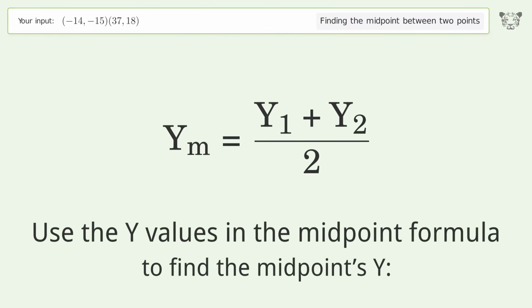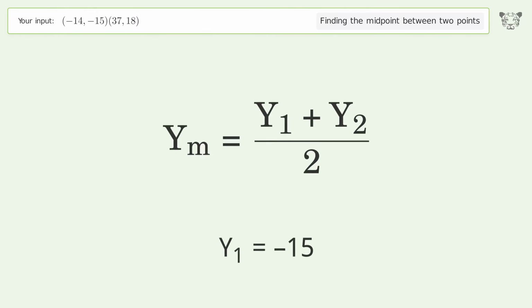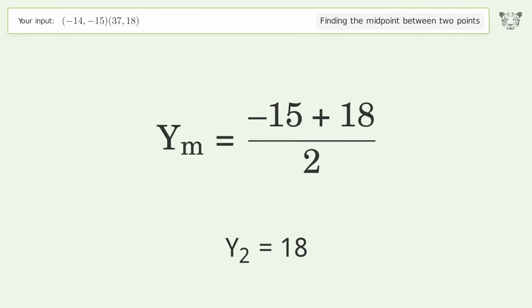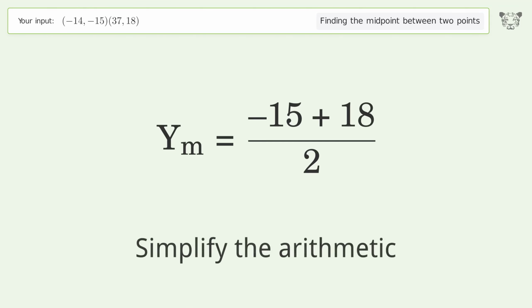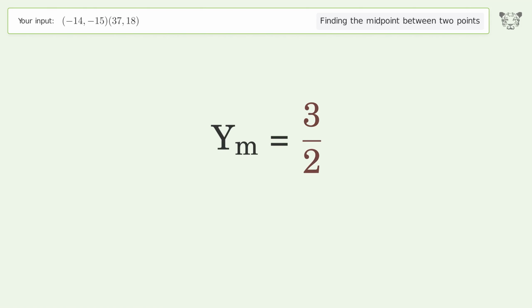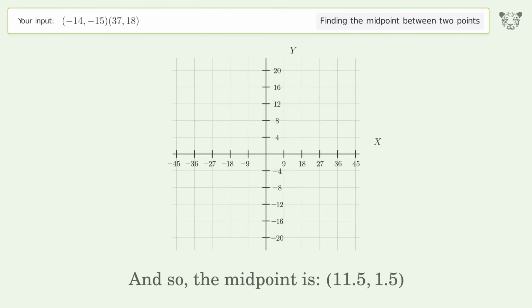Use the y values in the midpoint formula to find the midpoint's y. y1 equals -15. y2 equals 18. Simplify the arithmetic. And so, the midpoint is 11.5, 1.5.